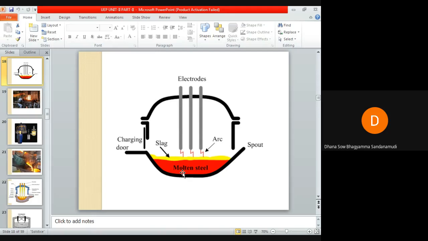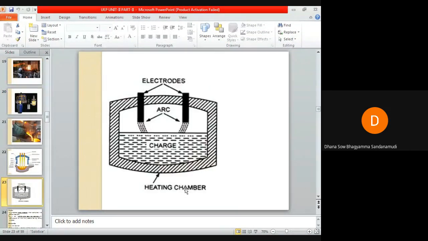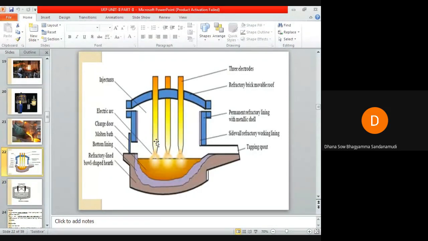If the supply that we are using is DC supply or single phase AC supply, then two electrodes made up of carbon or graphite are sufficient, or they can even be self-baked. If I am using three electrodes projecting from the top of the furnace, that means the supply required is three-phase supply. So if three-phase supply is given, you need three electrodes projected within the furnace from the top.